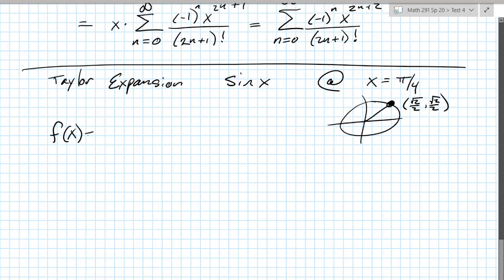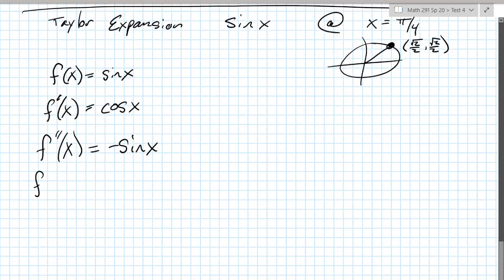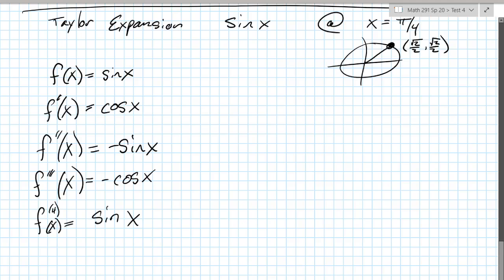So f of x equals sine of x. f prime of x equals cosine. Second derivative is negative sine. Third derivative is negative cosine. Fourth derivative is sine, and now we are repeating the pattern.